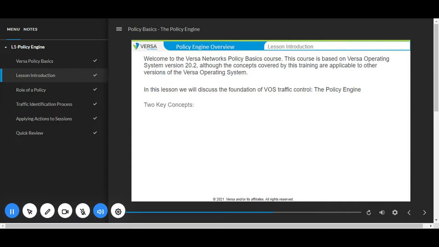There are two key concepts that you need to be familiar with when processing traffic on a Versa operating system device: identifying the traffic to be processed and performing an action on the traffic that is identified. In this lesson, we will discuss the Versa policy engine and the different objects that are used to identify traffic based on session and traffic flow properties.